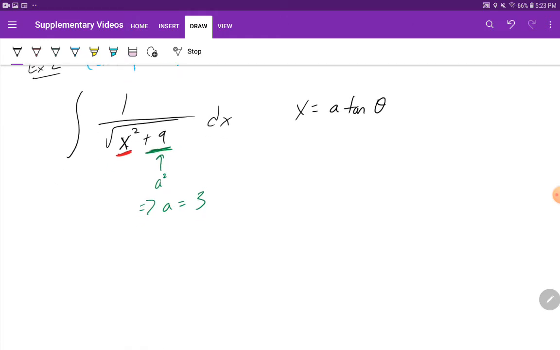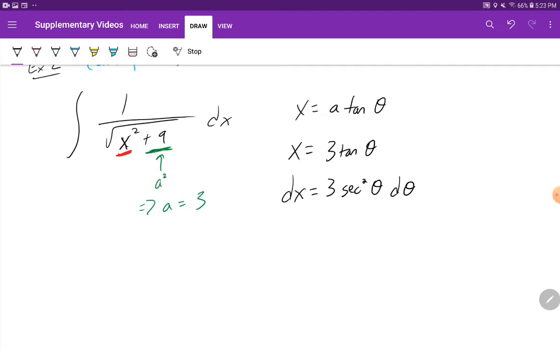So in this case, x is equal to not 9 tan theta, but 3 tan theta. Watch out for that, okay? Which means dx is equal to 3 times, what's the derivative of tangent? It's secant squared theta. And I need that d theta at the end. So we have everything we need here. We're going to make this trig substitution now.